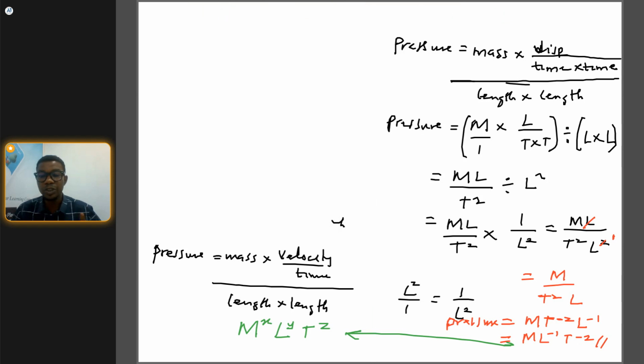So now I want to share with us a table that comprises the quantities that are mostly asked in UTME. Yes, the dimensions for the quantities that are mostly asked in UTME. So you can have it also with you, then go through it. You can learn it, have it in your mind.